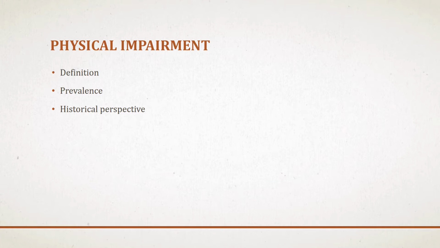Musculoskeletal conditions involving the joints, limbs, and associated muscles. We'll talk more about that in just a moment. Neurological conditions involving the central nervous system. Sensory impairments involving hearing, vision, or speech.